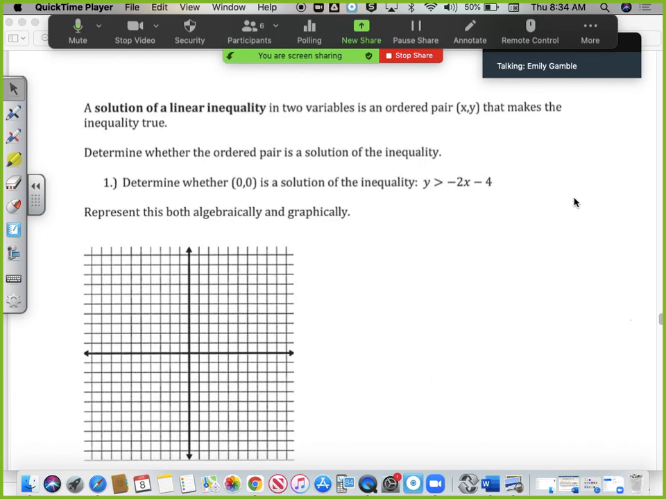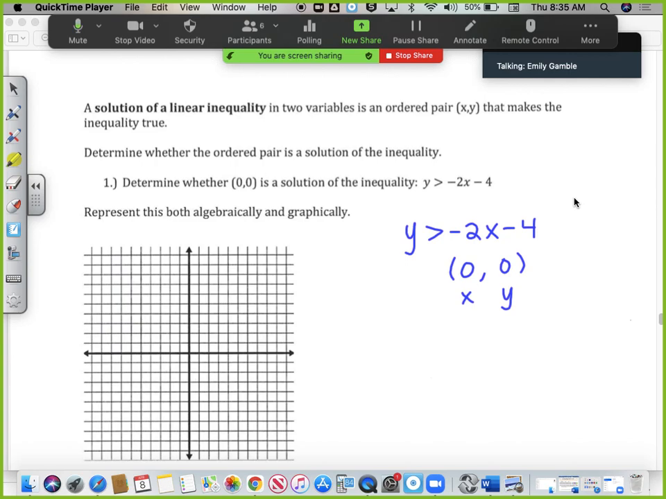So the first question is asking us to determine if 0, 0 is a solution of that inequality, y is greater than negative 2x minus 4. And they want us to show this algebraically first and then using the graph second. So to use algebra means to take the inequality and replace 0 for x and 0 for y to see if you get a true statement or a false statement.